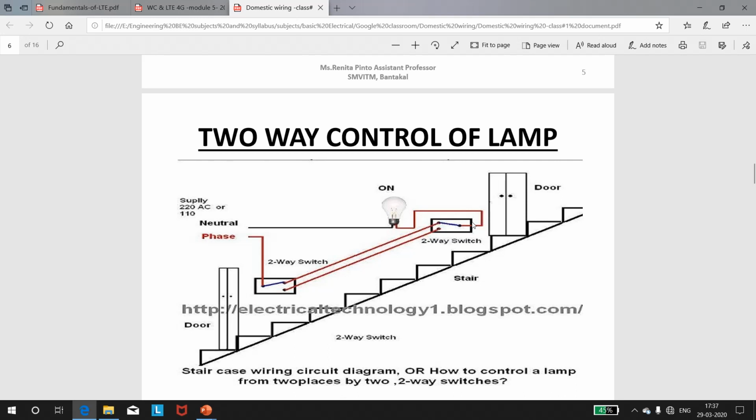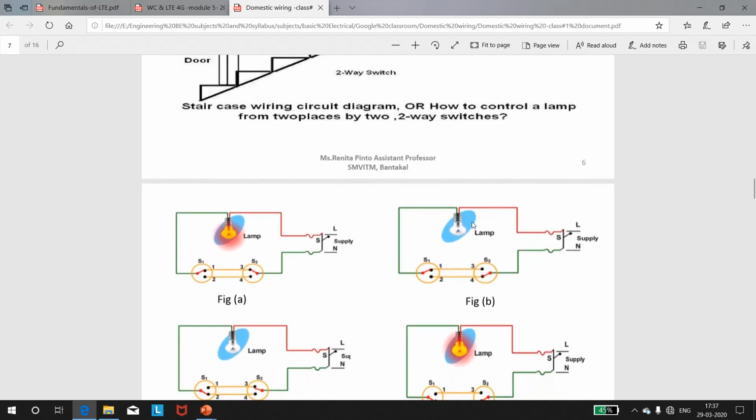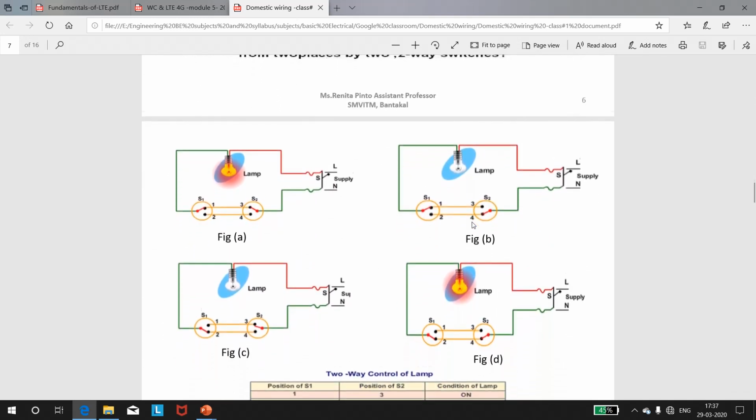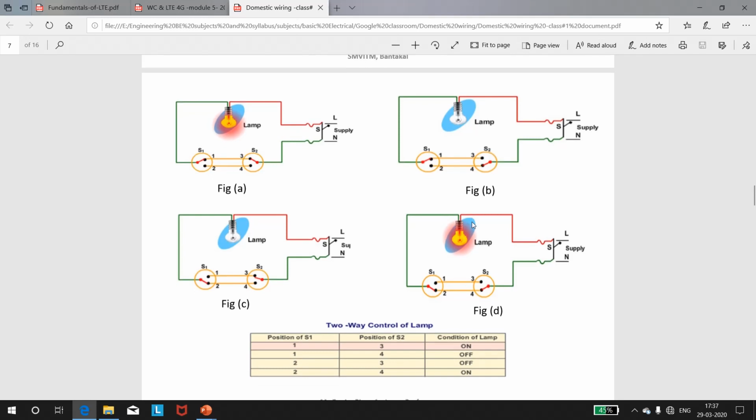So this is how a two-way control of lamp operates. So let me consider a circuit here. Let me analyze different positions of the switch and check whether the lamp will be on or off. First case, let me consider that the switch S1 is connected to position 1 and switch S2 is connected to position 3.